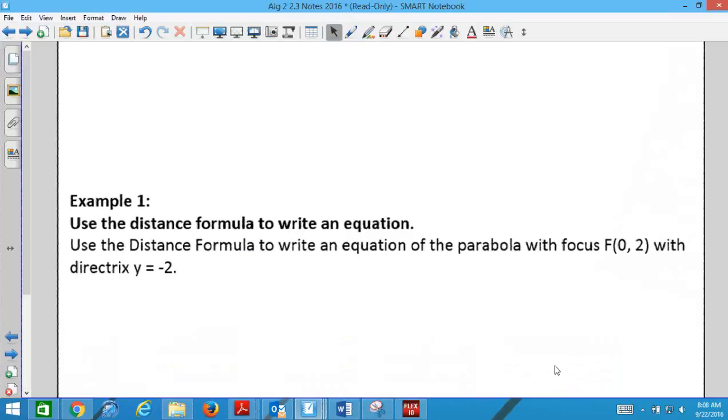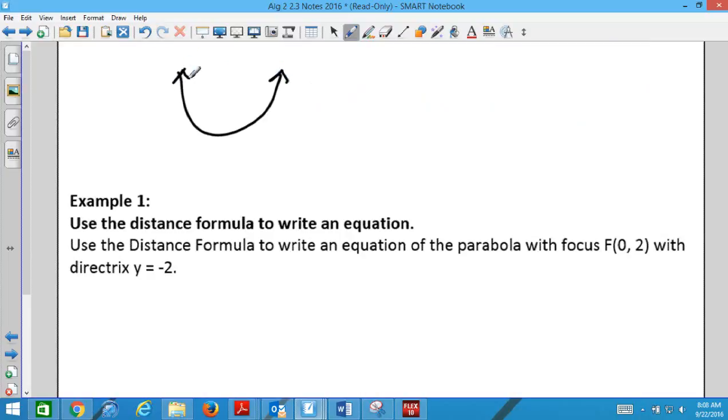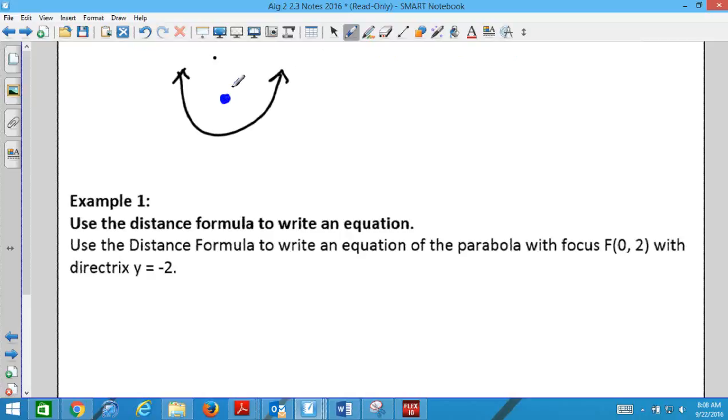So what we did first was we drew just a little sketch of this parabola that has a focus at (0, 2). We sketched our parabola. We sketched our focus. We'll call that F. And then it has a directrix at y equals -2.